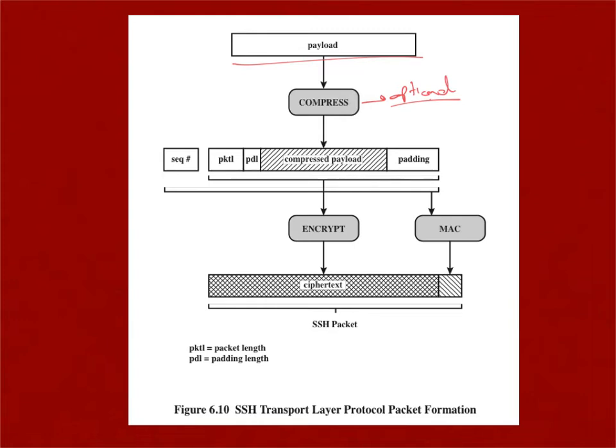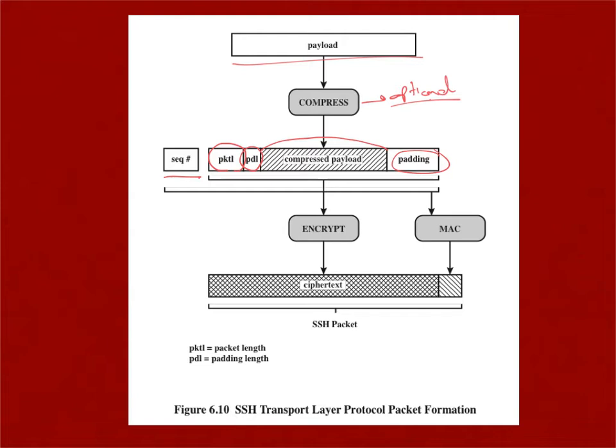So what we do as part of the protocol is that here we have the packet length, and the packet length here refers to the compressed payload length, right? We have the sequence number for replay attacks, and we have the padding length, again to confuse the crypto analysis. It's exactly similar to TLS.